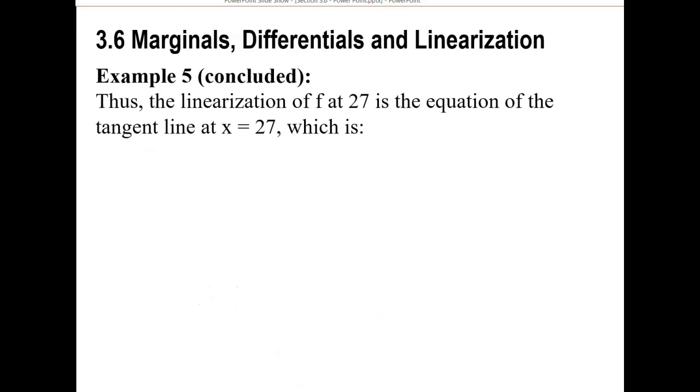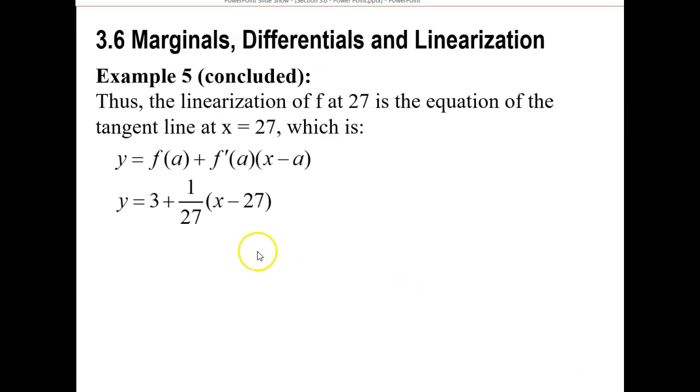So the linearization of f at 27 is the equation of the tangent line at x equals 27. Remember, it was this. So we got 3 for f of a, we got 1 over 27 for f prime of a, and then a was 27. So we're just plugging in what we got, along with our a value, into that equation. If you distribute the 1 over 27 and clean it up, you'll get y equals 1/27 x plus 2. Or you can call that L of x. Either y equals that or L of x equals that.